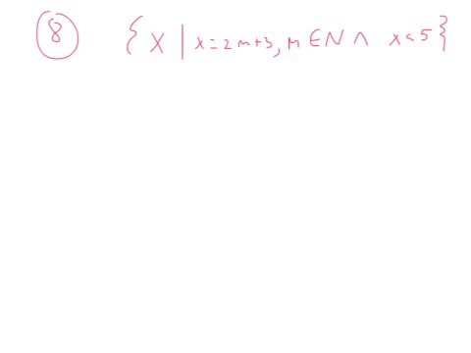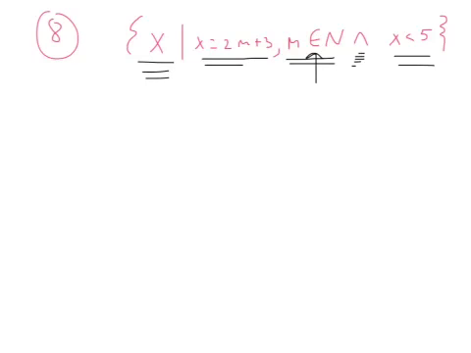All right, in 8, now we're starting to get into some set notation, or at least I'm writing it as set notation. So it says find all elements in the set made up of, so we're looking for all elements X such that X is composed of 2m plus 3, where m is a natural number, so I'm saying m is an element of a natural number, and this symbol here means and X is less than 5.